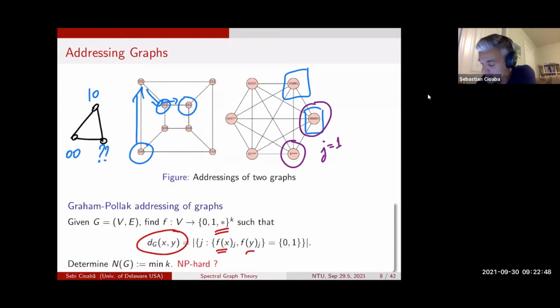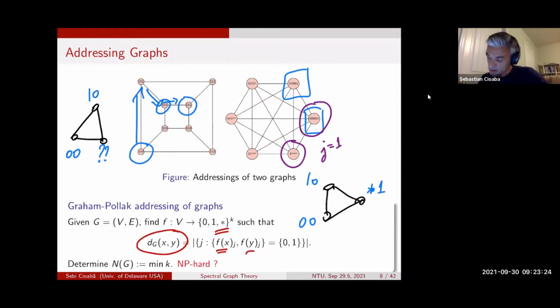So that's basically the addressing scheme that they came up with, and you can actually figure out how to do this triangle in this scheme. So before you couldn't do it with 0, 1. So I have this triangle. Let's say I have a 1, 0, and I have a 0 here. And now what do I do on the other vertex here? I can do a star in the first position. I can do a 1 in the second position.